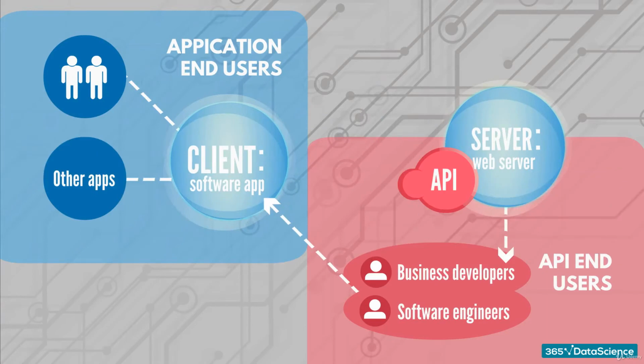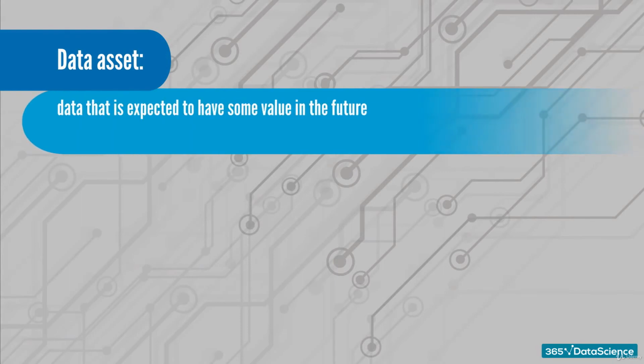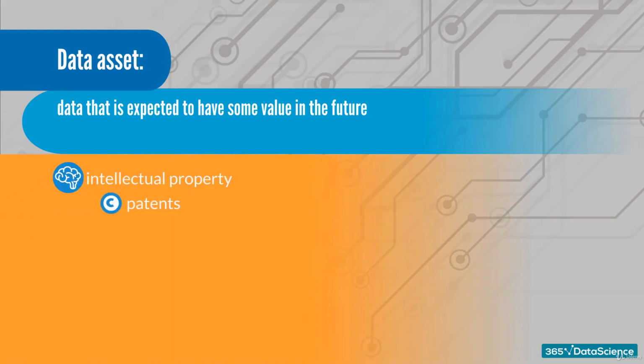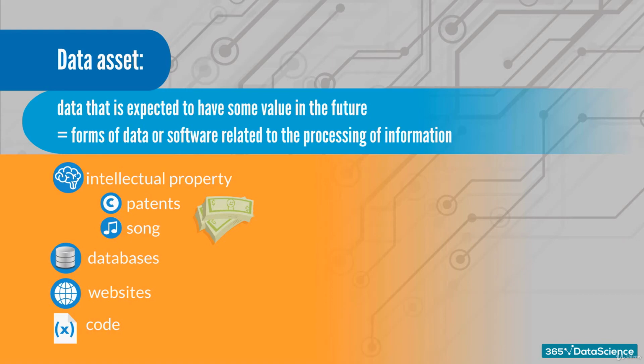Furthermore, do not think that people connect to such data servers just to retrieve bulky data sets with text, numeric values, audio, or video files. Apart from access to such information, servers contain and provide specific software products too. The term comprising the types of information you could obtain from a server is data assets. A data asset in general is just data that is expected to have some value in the future. Everyday examples include intellectual property, such as patents or a song you composed. You may obtain financial benefits from selling these assets later. As a consequence, a database with thousands of records is another type of a data asset, one you could later use for analysis and deduct valuable insights which will improve your business in the future. Other instances are websites providing specific text information or pieces of code. Therefore, data assets are any forms of data or software related to the processing of information.